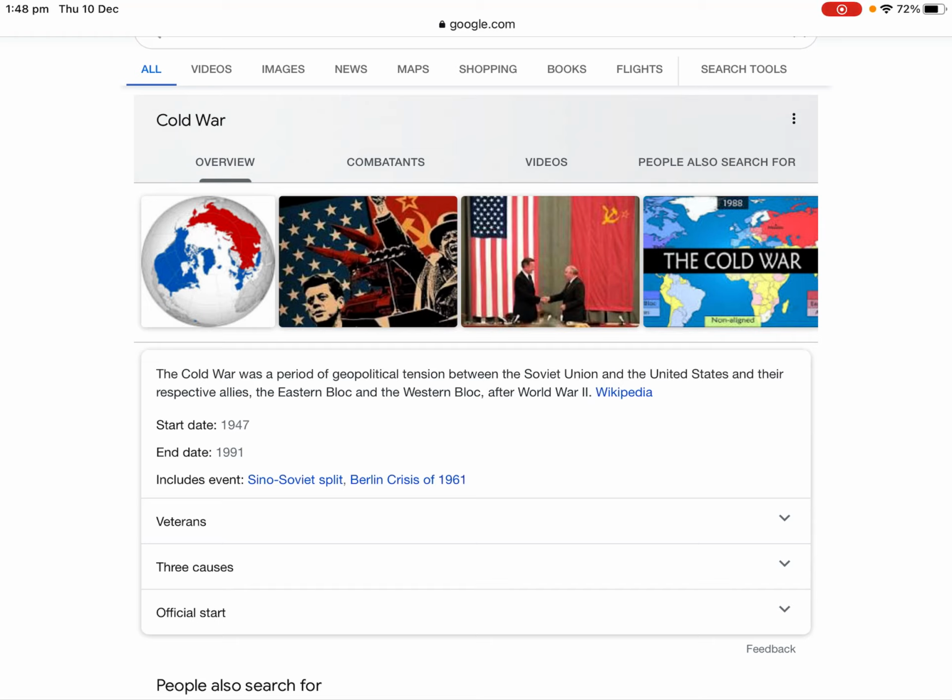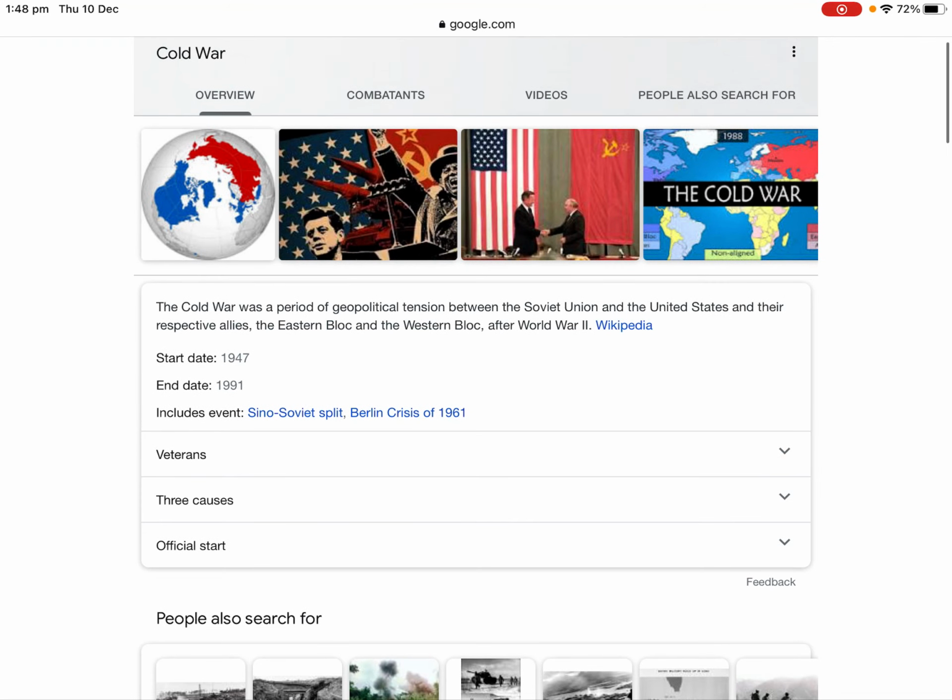So it started right after the Second World War in 1947, and it ended when the USSR collapsed. All the countries that it owned broke away from it, and it collapsed, which made the Russian Federation, which we have today.